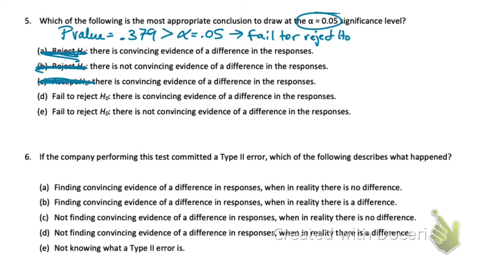And if I am failing to reject, is it because there is or is not convincing evidence? There is not convincing evidence. Perfect. And type 2 error, again, is what? Not finding convincing evidence, so I can mark off A and B. I can also mark off E, even though E is kind of funny. Not finding convincing evidence of a difference when in reality, there is a difference, which is D.